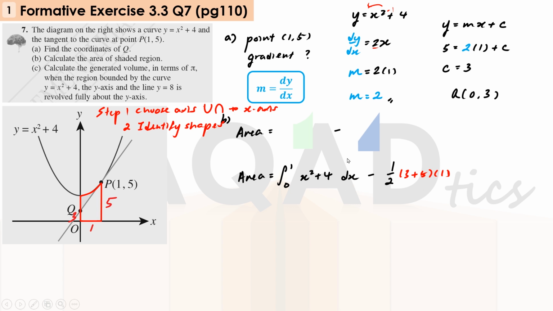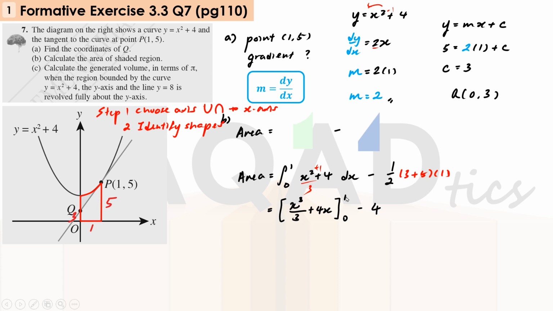Right, so this one we need to integrate. So x squared here, the power plus 1, and then we need to divide the new power, 2 plus 1, 3. Okay, and then for this 4, we just add an x, and for 0, 1, make sure you put it on the right side. Okay, and then we simplify this one, we'll get minus 4.